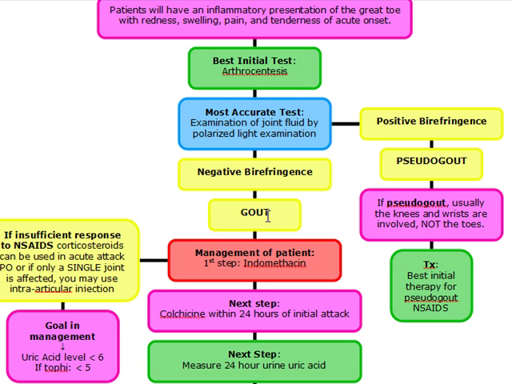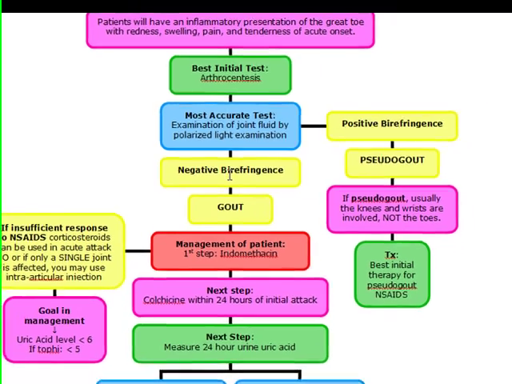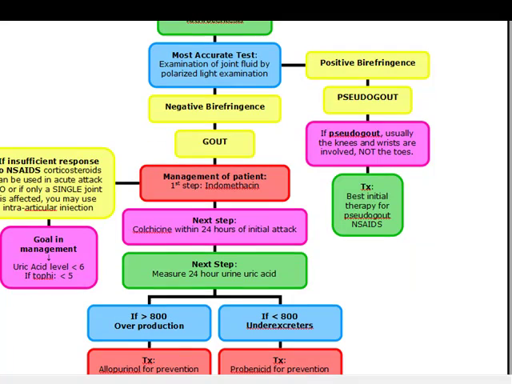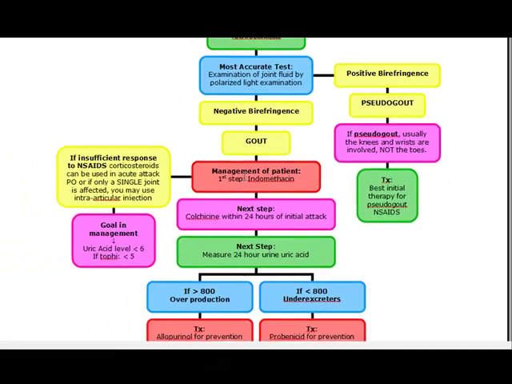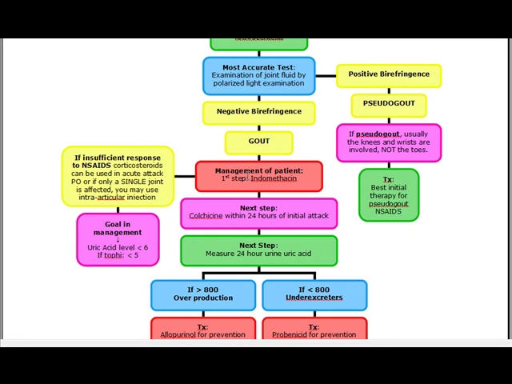Now, it's an easy diagnosis to make clinically. So we've done arthrocentesis, we've examined it under polarized light, we've seen negative birefringence, so we've made our diagnosis of gout. Once we've made our diagnosis, what's the first thing we want to do? We want to give them an NSAID in the acute scenario, okay? Indomethacin is a drug of choice, and if they have an insufficient response to NSAIDs, we can use corticosteroids, only in the acute attack, and we're going to give it PO.